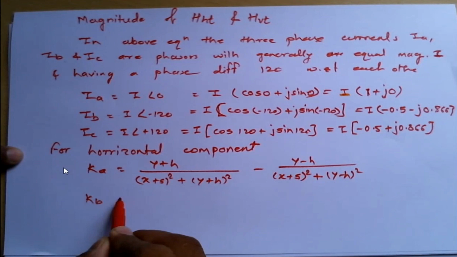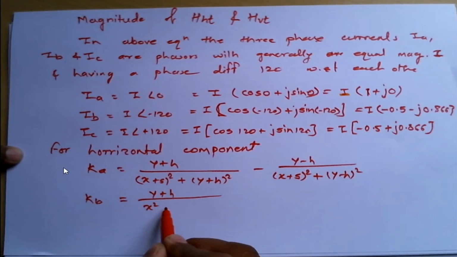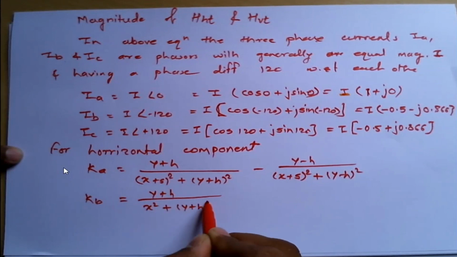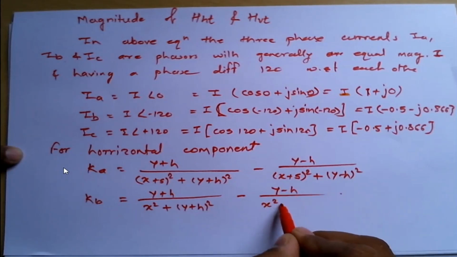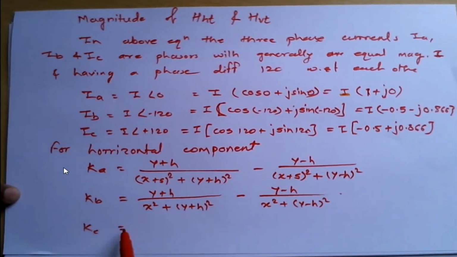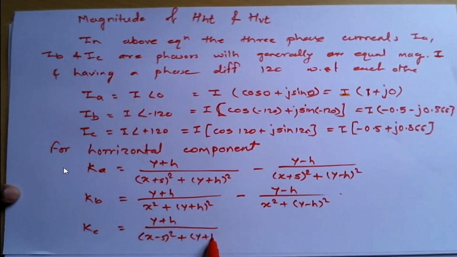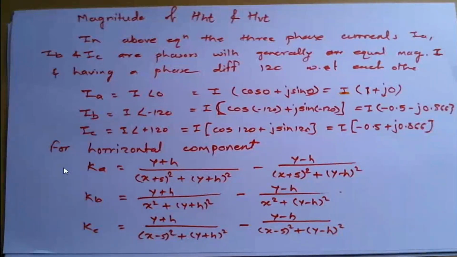What is Kb? (y plus h) divided by x square plus (y plus h) square, minus (y minus h) divided by x square plus (y minus h) whole square, right? And similarly, what is Kc? (y plus h) divided by (x minus s) square plus (y plus h) square, minus (y minus h) divided by (x minus s) square plus (y minus h) square. So these are the values of Ka, Kb, Kc.